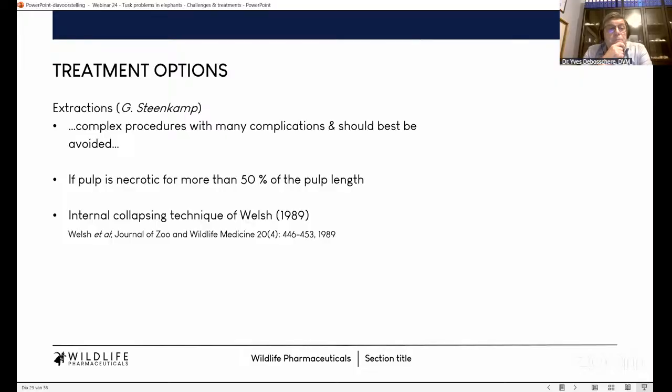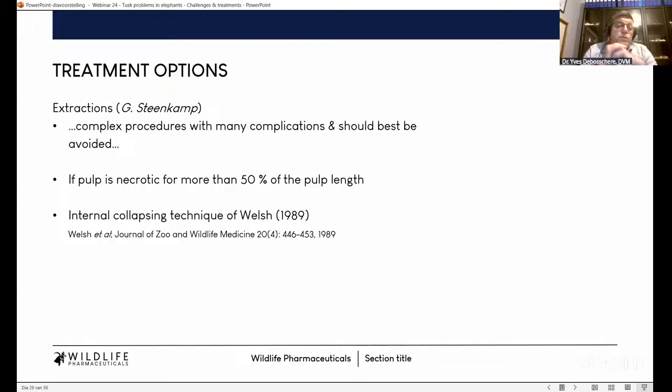Other possibilities is the one that the Camp is very often applying. And as he said, extraction is a very complex procedure with many complications that should best be avoided. So it's something you shouldn't do directly when you see something. Let's say that at the end of my lecture, I would say, don't try that at home, because it's not so easy as it looks.